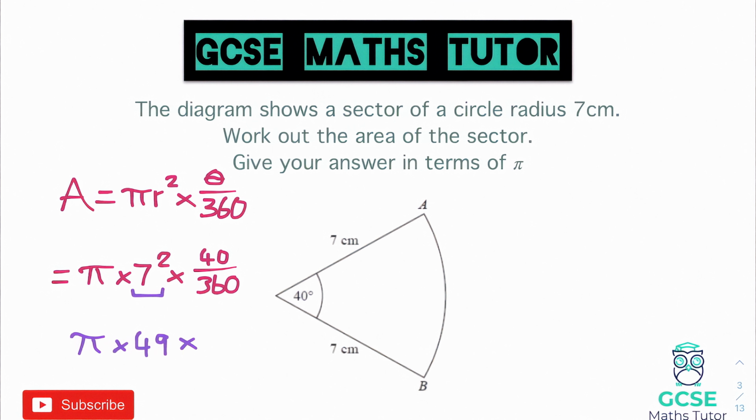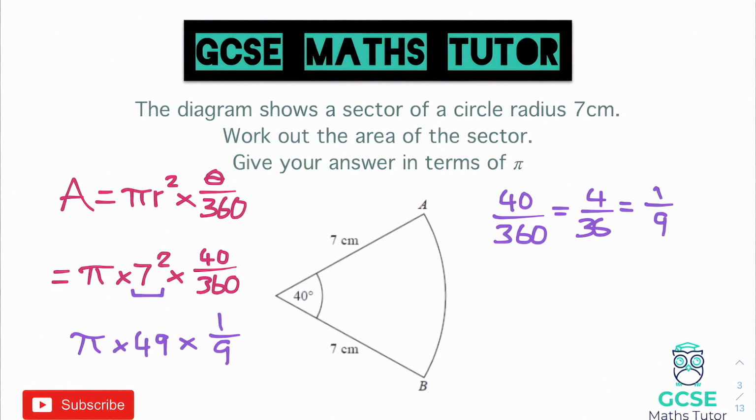So if I do that to the side, 40 over 360, for starters you could divide them both by 10, which would give you 4 over 36. Then of course both divide by 4, so that would become 1 over 9. So we're going to times that by 1 over 9.